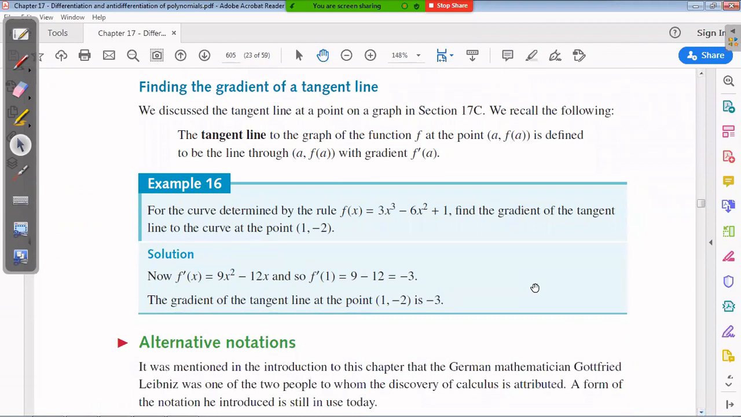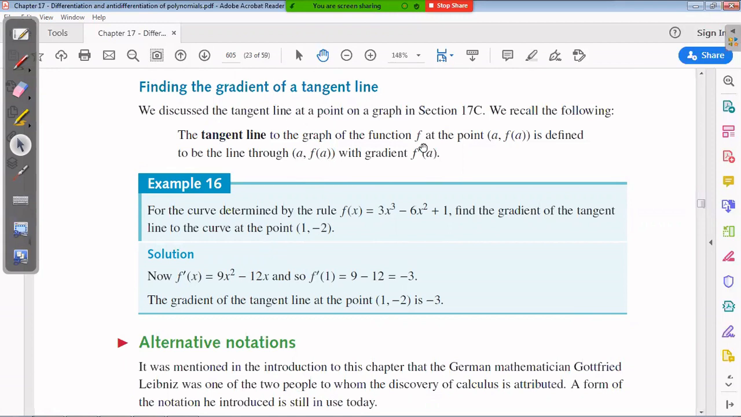Now again we use the derivative. It is compared with the gradient, finding the gradient of a tangent line. Whenever we have to find the gradient of a tangent line, when we are given some points, through the derivative we can find the gradient very easily. The tangent line to the graph of f of x at a is defined as the line through the point with gradient f dash a.